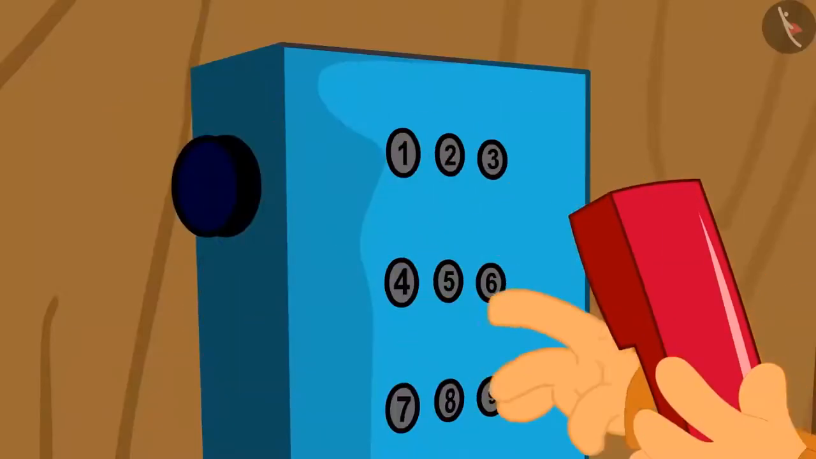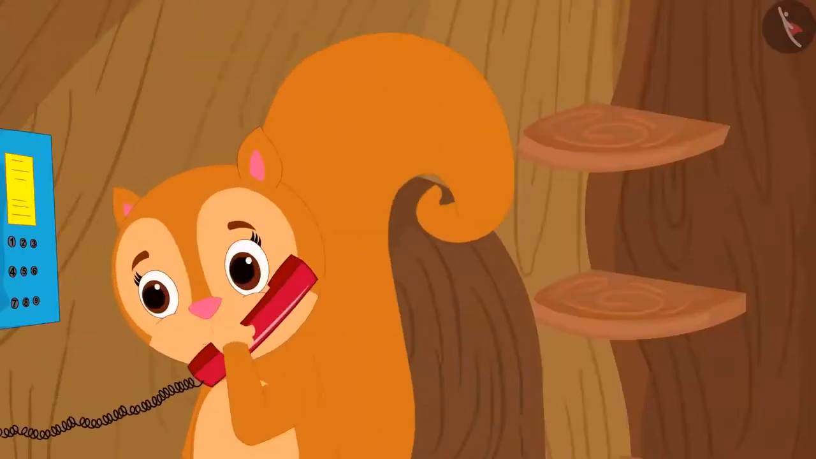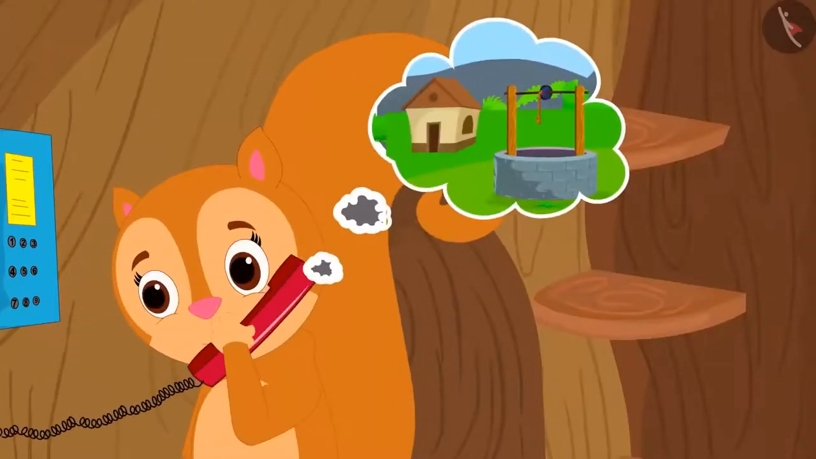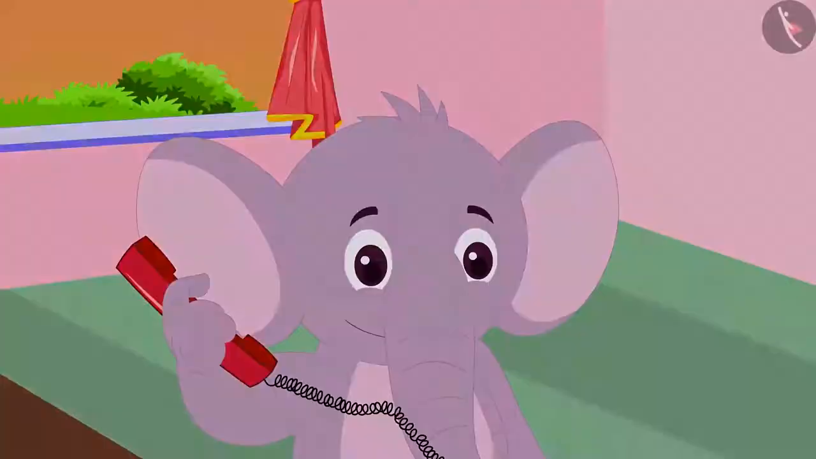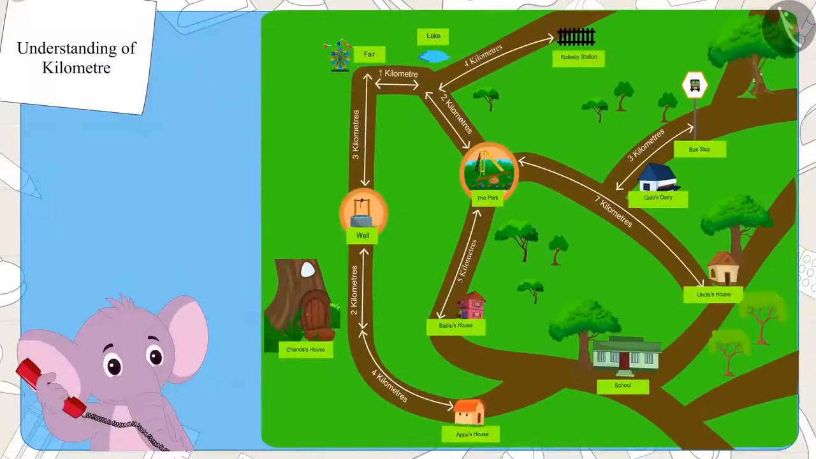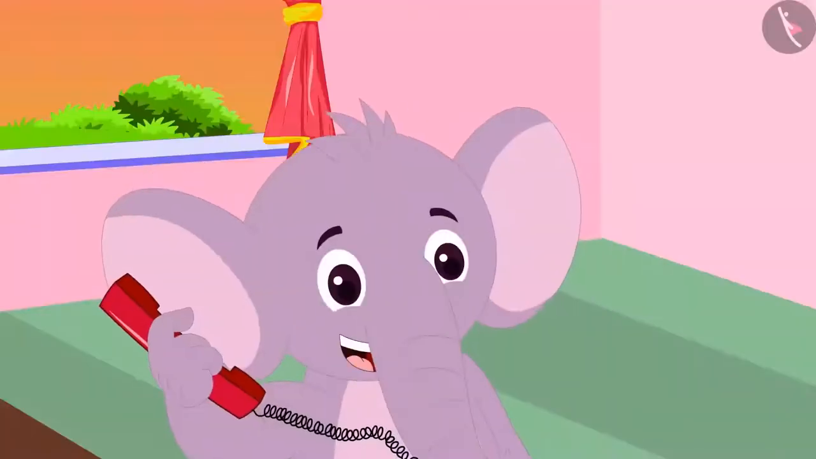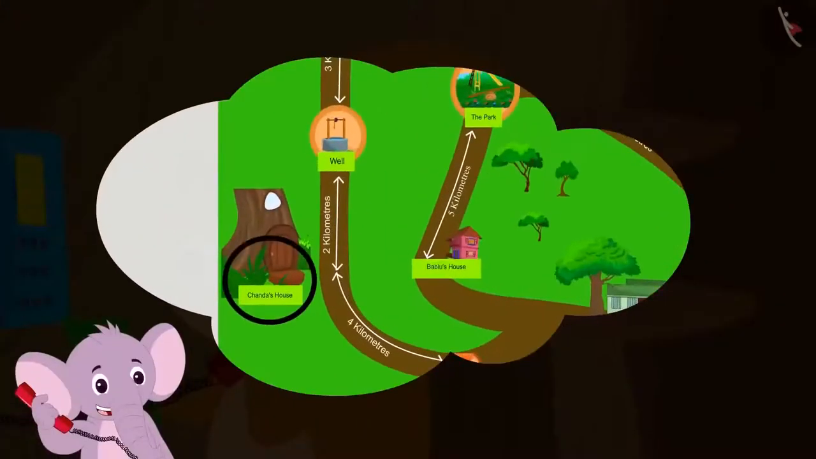She immediately called Appu and asked him the way. Appu asked her to look at the trip map that they were given. Hey, can you spot your house in the map? Tell me. So now you have to come 2 kilometers straight from there. And then you will reach the well. Okay?